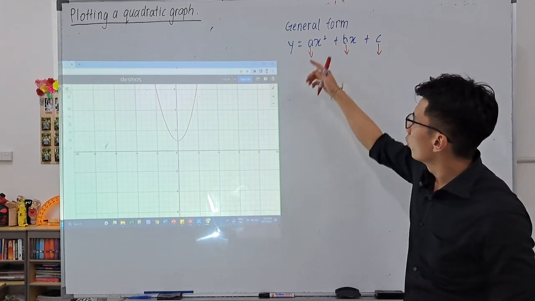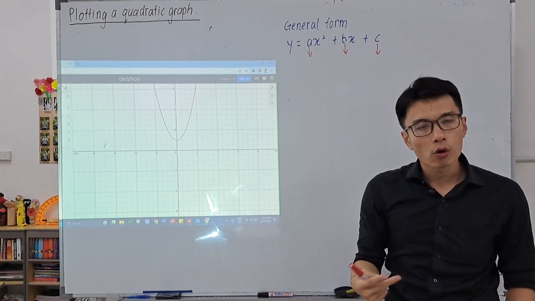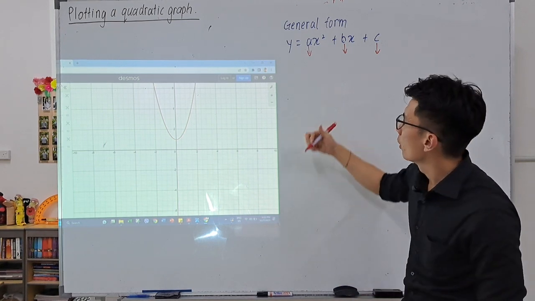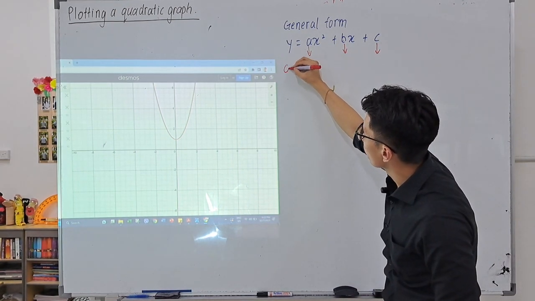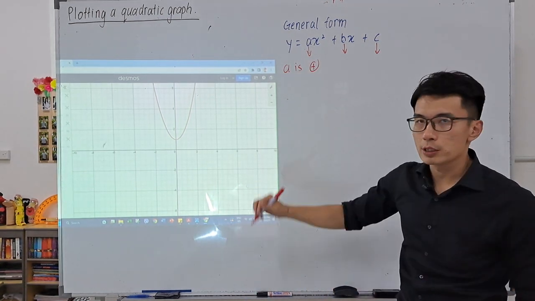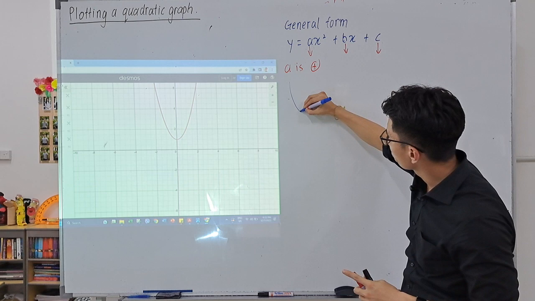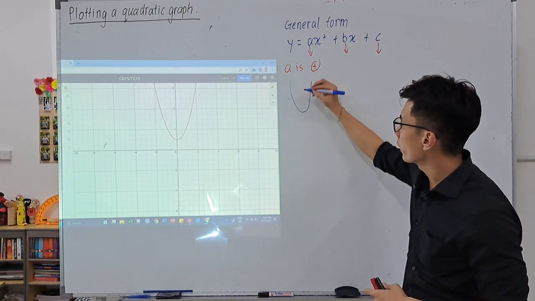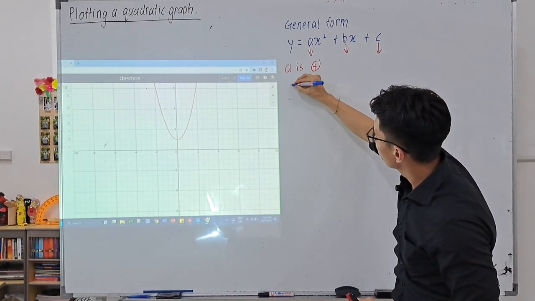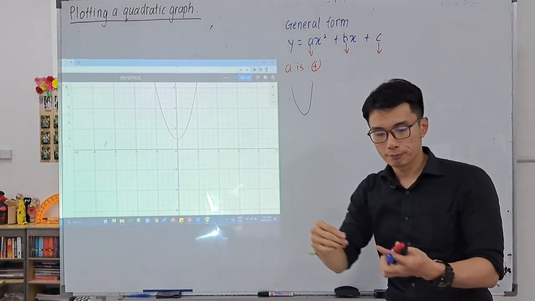Now, a over here has only two options. It can either be a positive value or a negative value. So let's see what's going to happen if a is positive. If the value of a is positive, the shape of the graph is going to be a U shape. It's going to give you a U-shaped graph, like what you see over here right now.